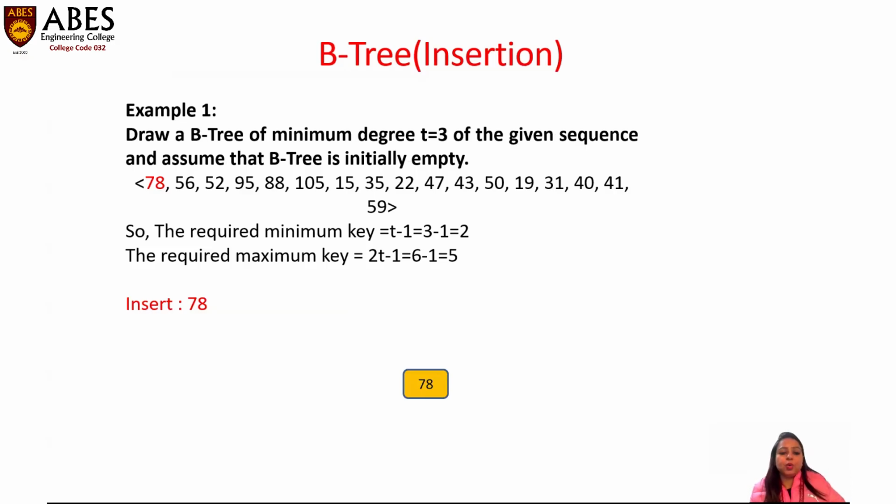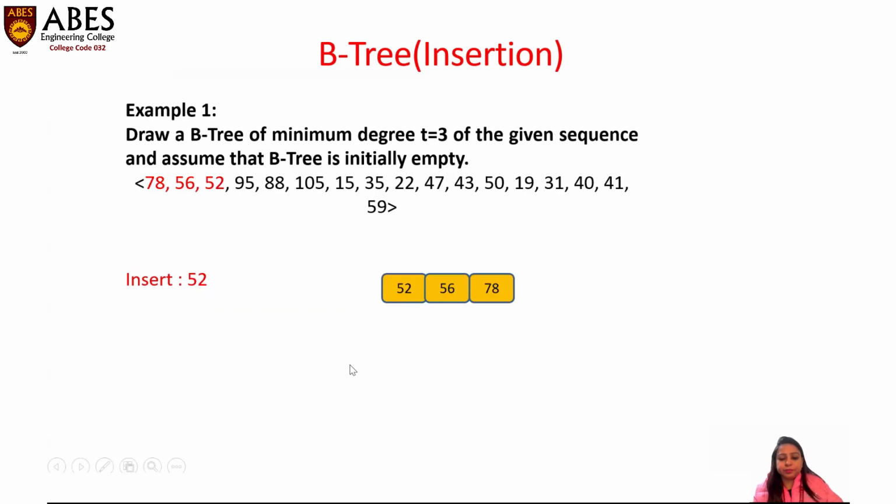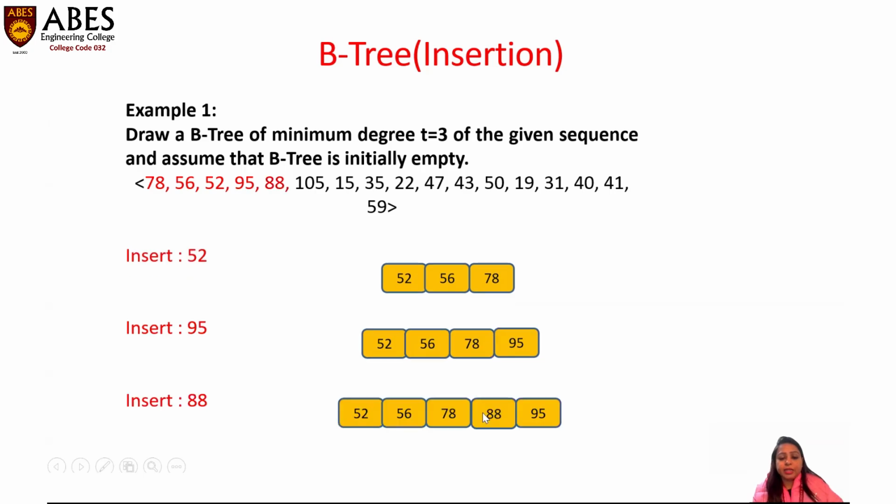Draw a B tree. So first value is 78. Now we have inserted 78. After that, we have another number, 56. So 56 will be arranged in non-decreasing order, that means increasing order. So 56 will be added to the left of 78. Now here comes the number 52 that would be added to the left of 56. Next is 95 that would be added to the right of 78 because it's greater than 78. Next is 88 that should be added between 78 and 95.